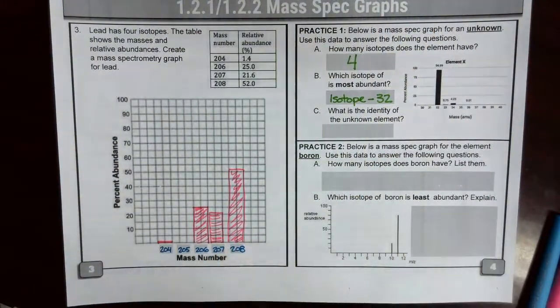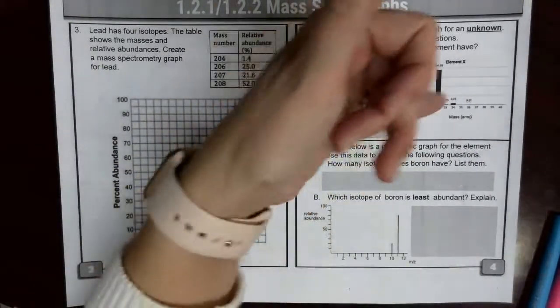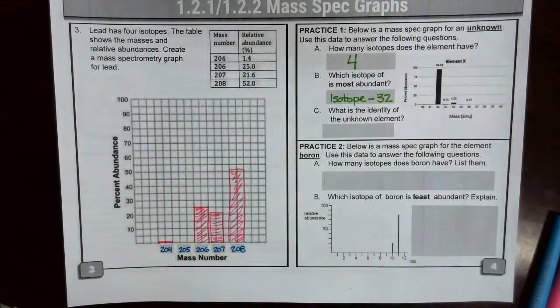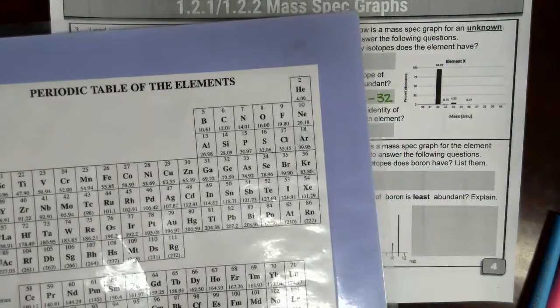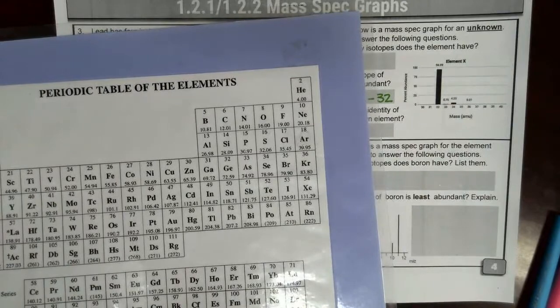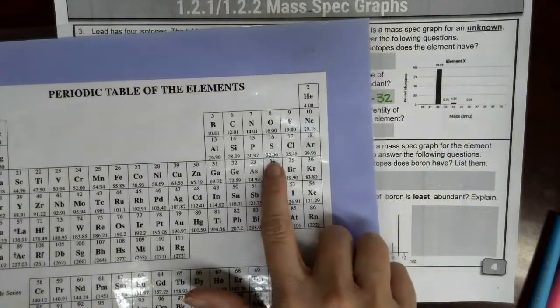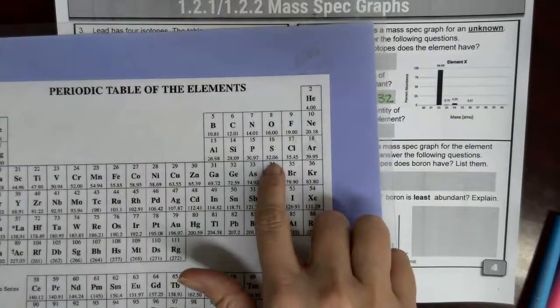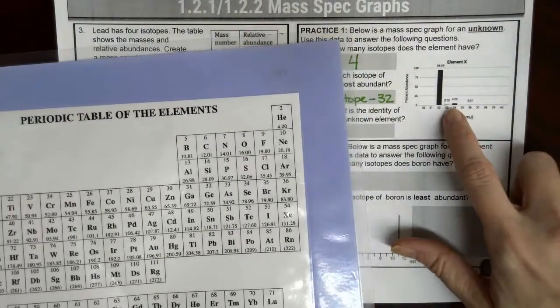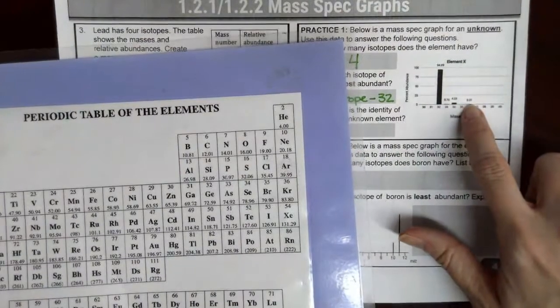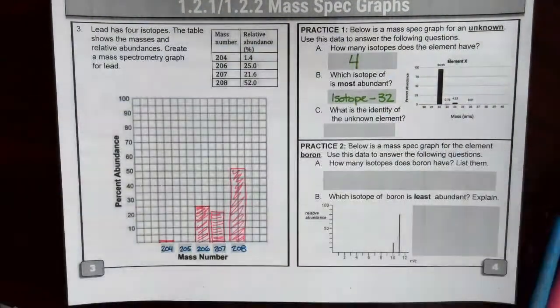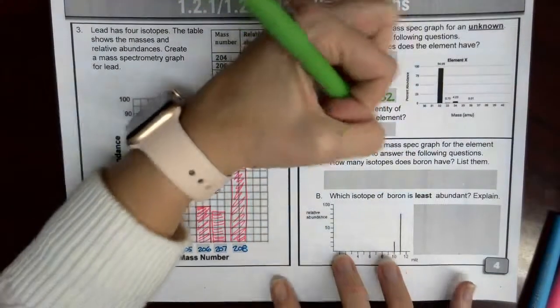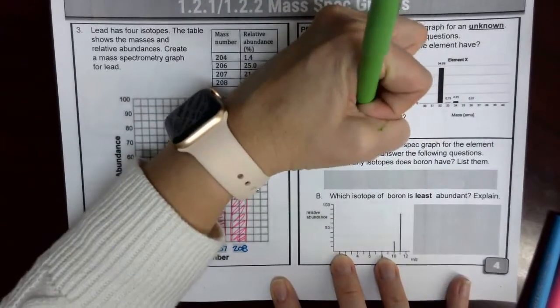Okay, and then it says, what is the identity? So almost all of the mass is 32, so I'm going to look for an element that has a mass roughly of 32. And if I look here, that is definitely going to be my sulfur. So sulfur is 32.06, which makes sense because we have a couple of isotopes that are just a little heavier than 32. So that's going to be element S, which is known as sulfur.